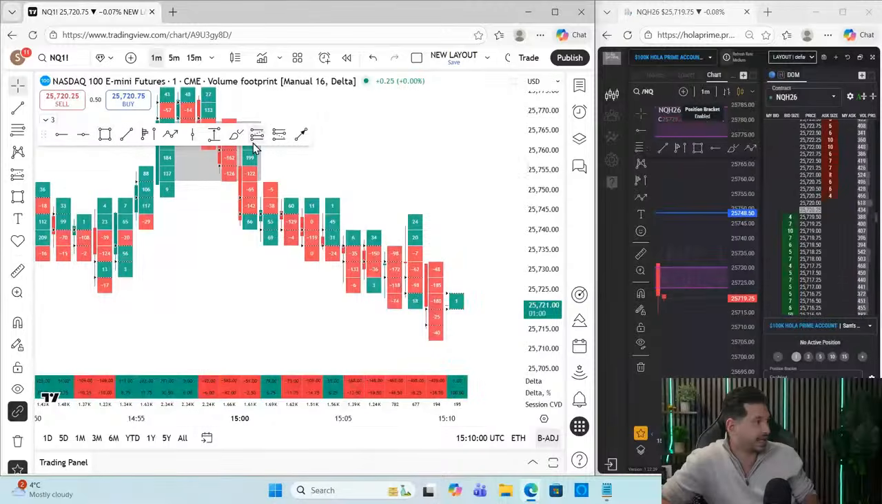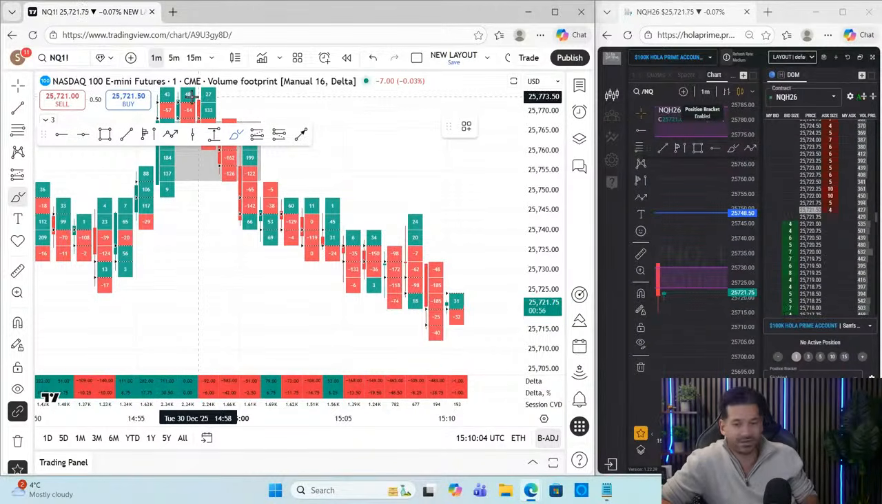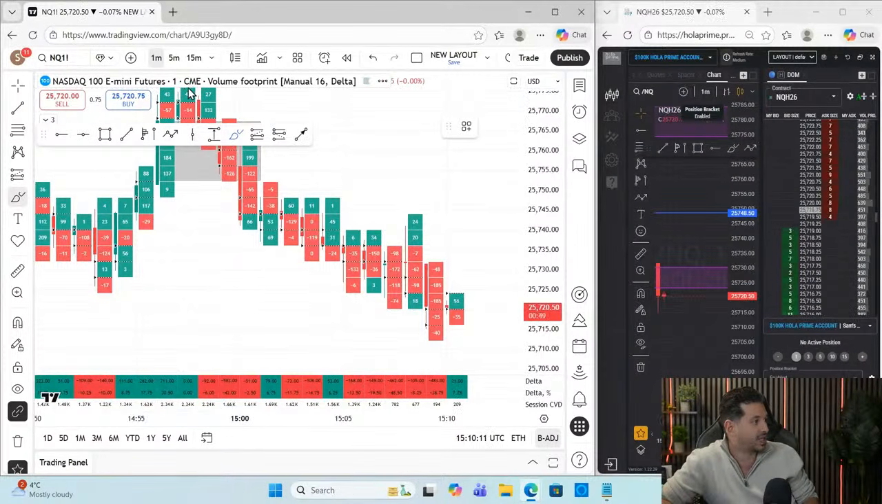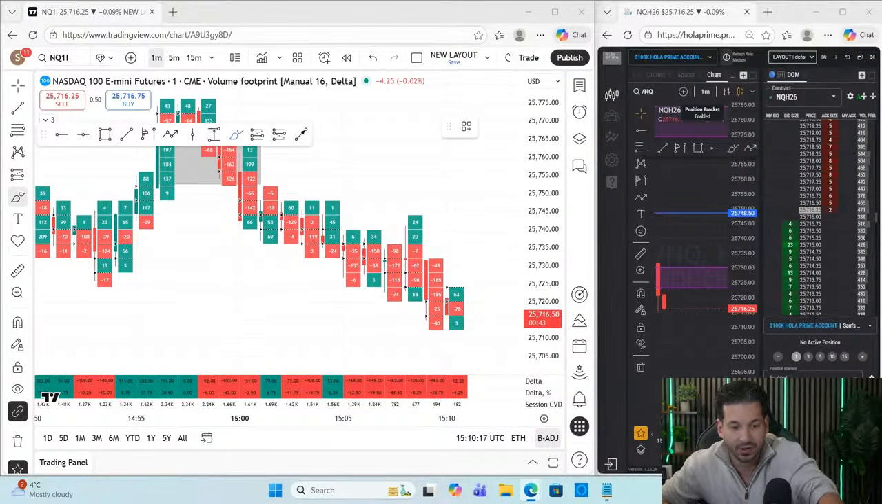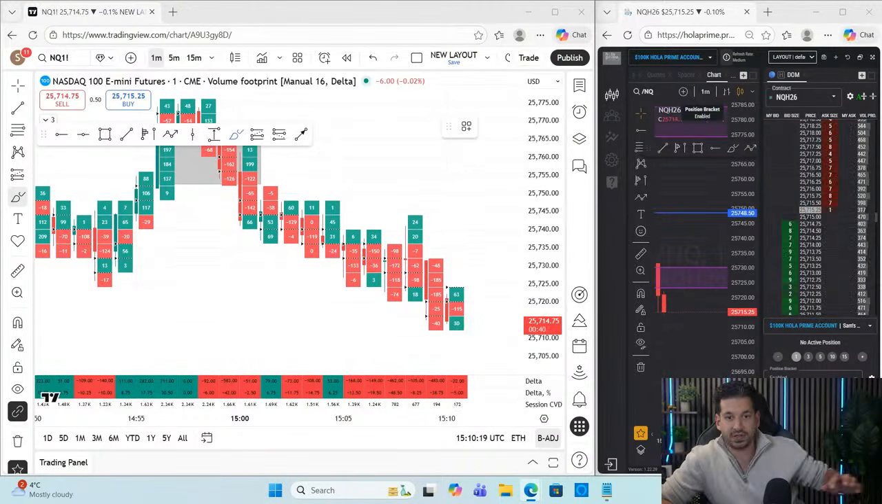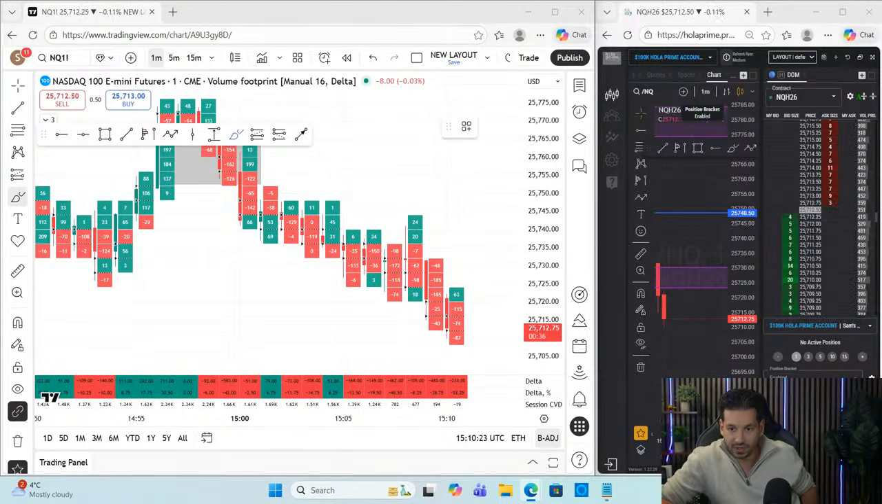So you need the actual, to get the real volume, because the footprint is useless if you've got fake volume, because otherwise it will show you tick volume. Tick volume is completely useless, right? You want the CME actual data. So again, on TradingView, in fact, I can show you it. If I can pull this up, I'll show you real quick.